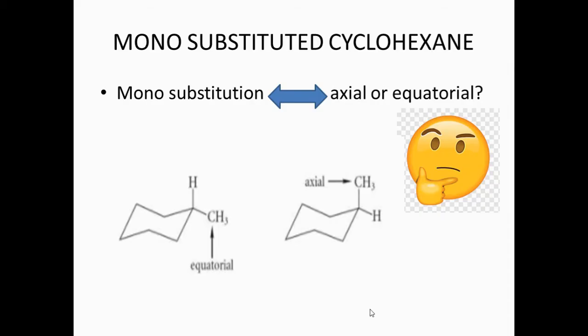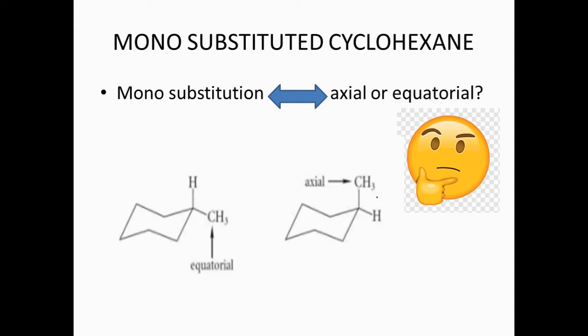Hi students, here I am discussing substituted cyclohexane. First one is mono-substituted cyclohexane. In a mono-substituted cyclohexane, two different chair conformers can exist: one with the substituent equatorial and the other with the substituent axial.